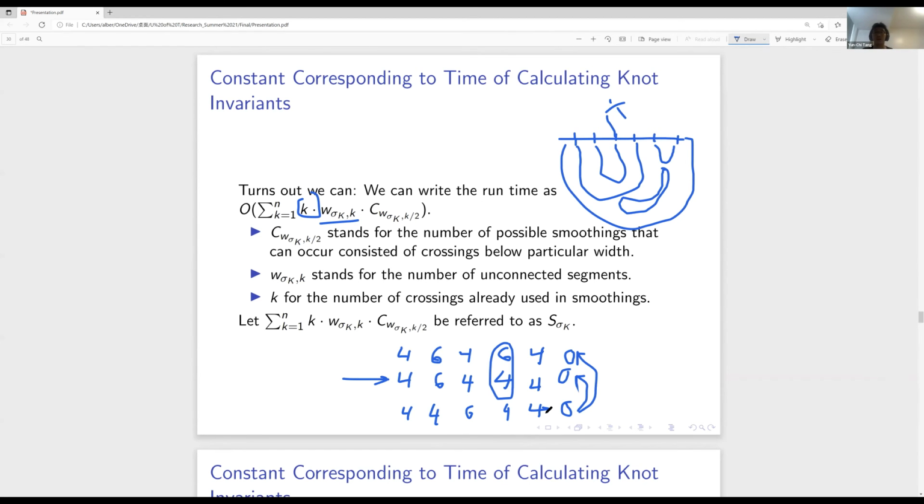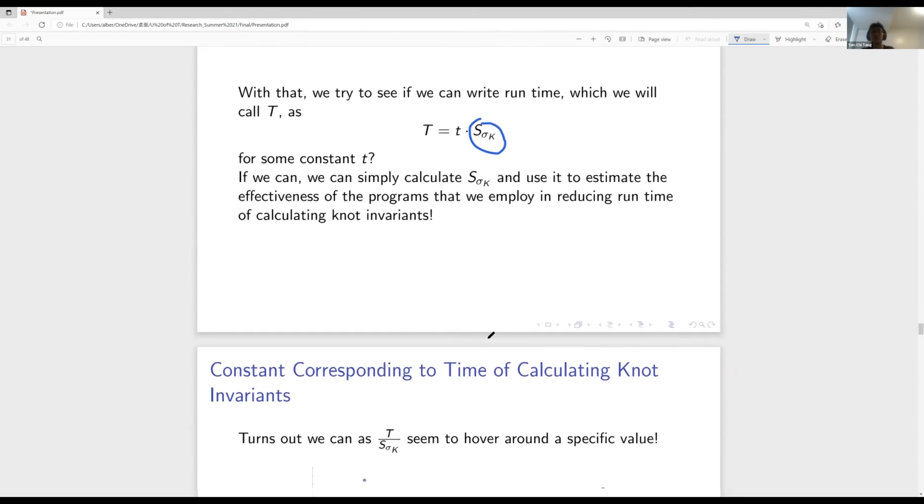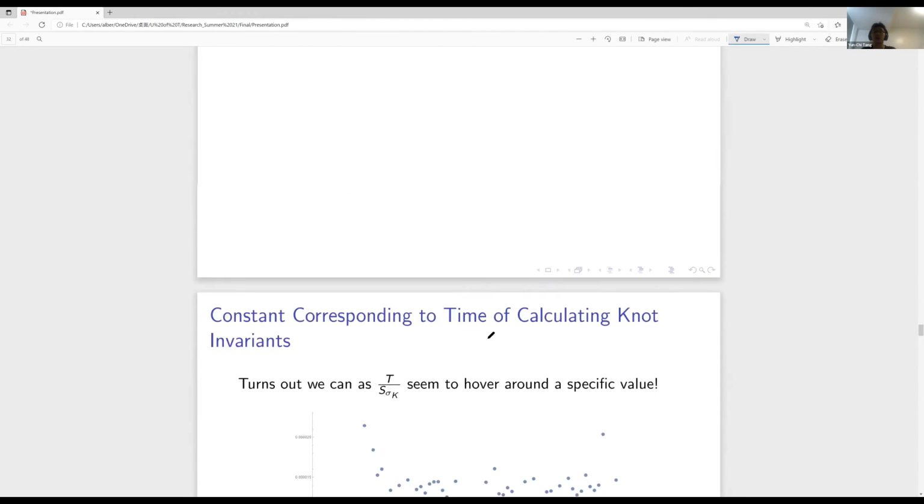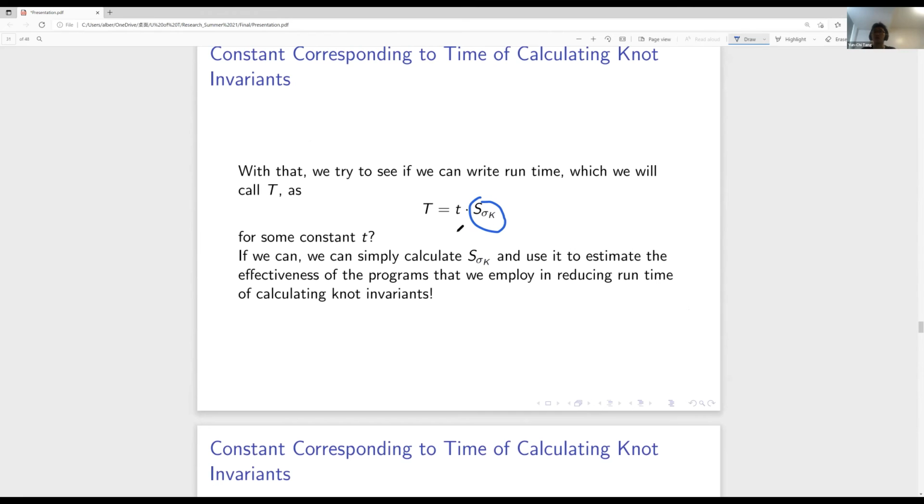I noticed that we're running out of time. Shoot. Okay, so very quickly, it turns out we're able to actually use this formula in that the runtime is somewhat correlated to the S value.